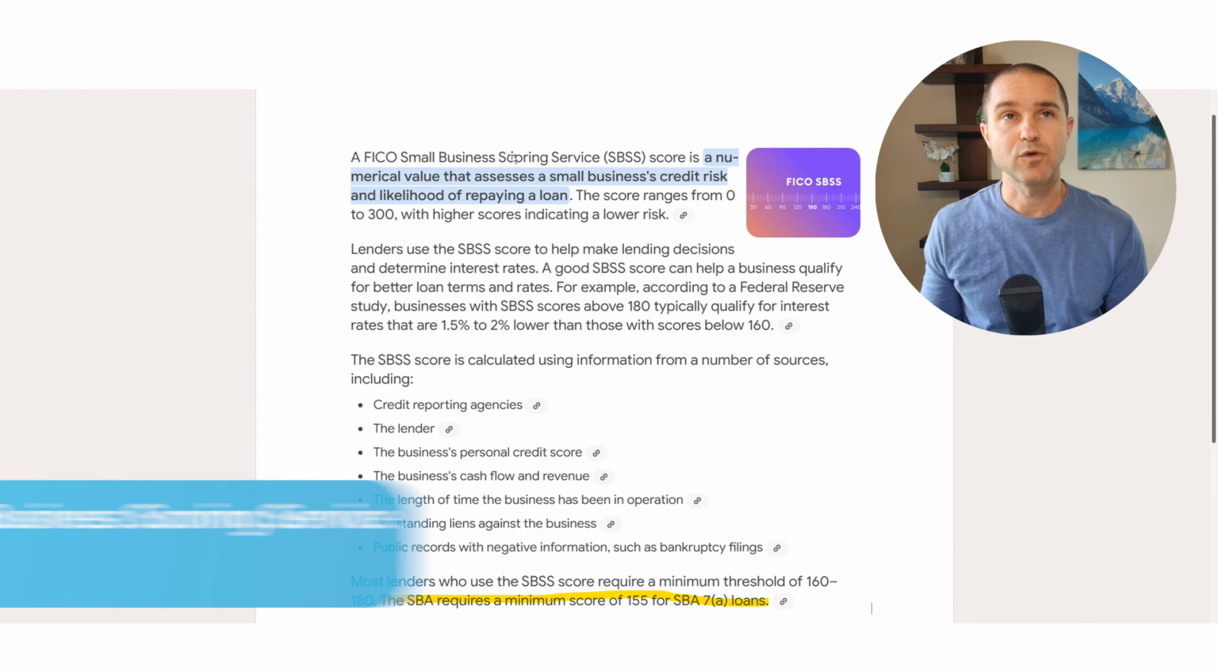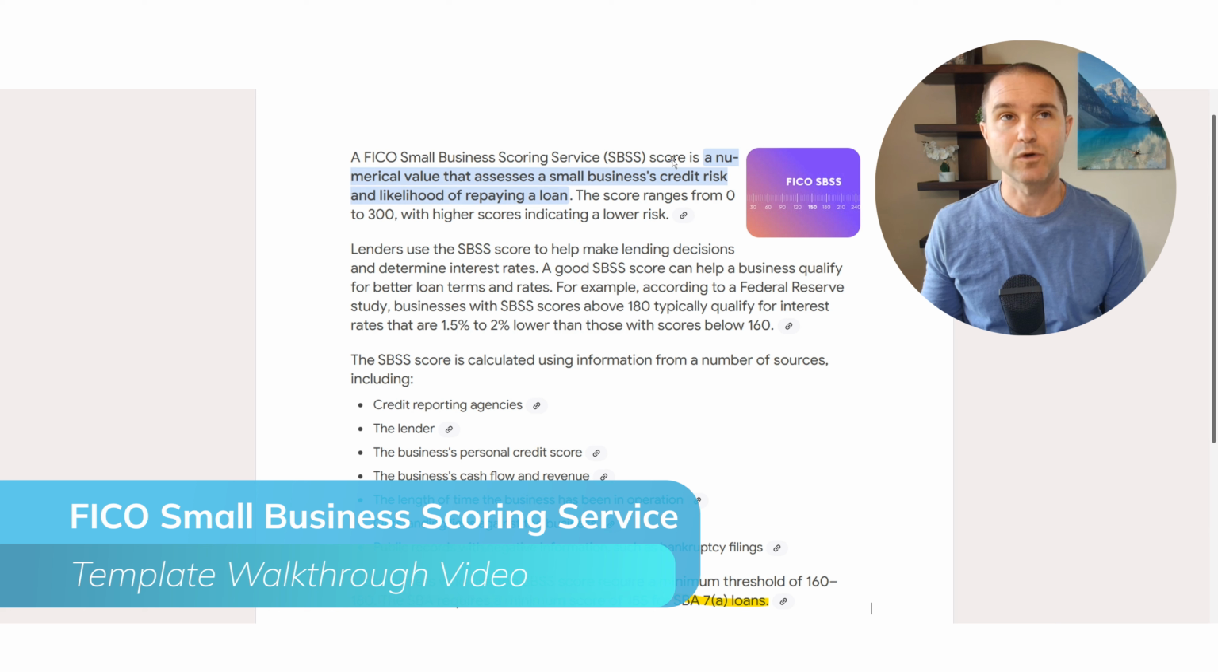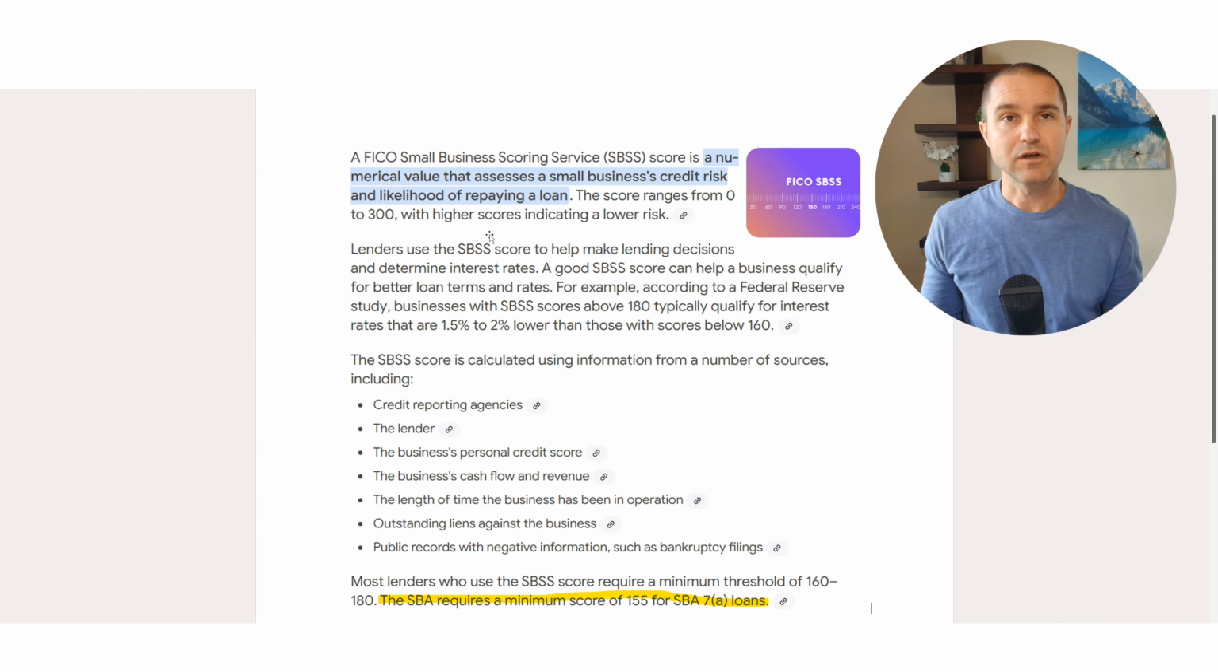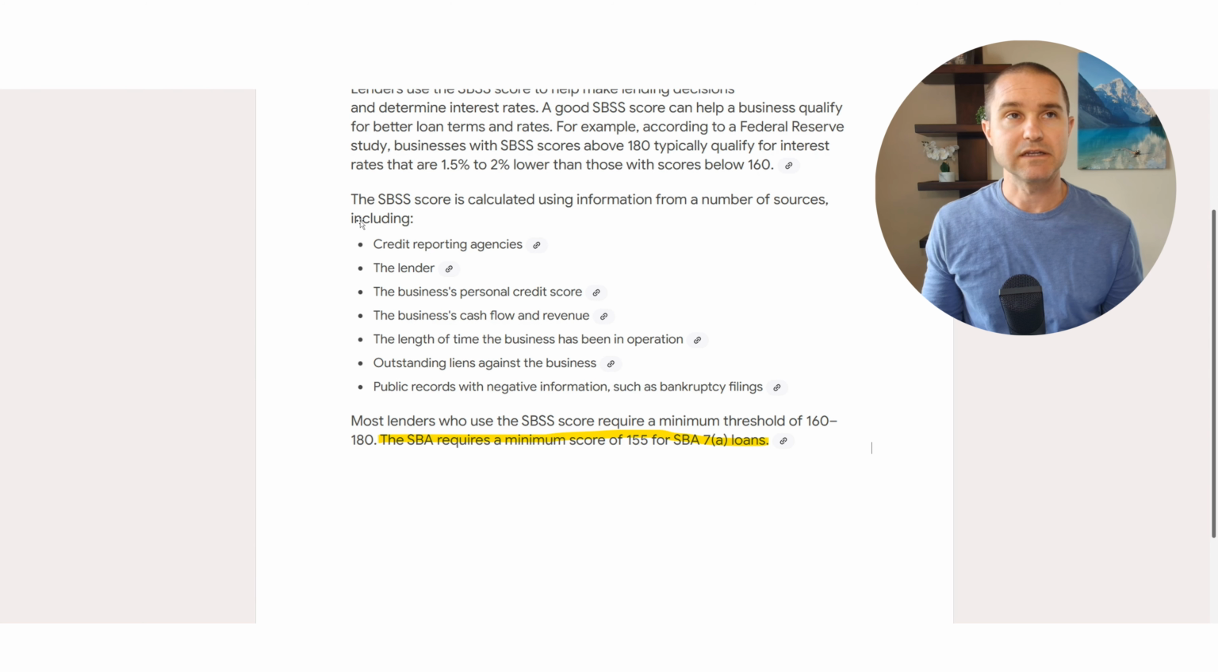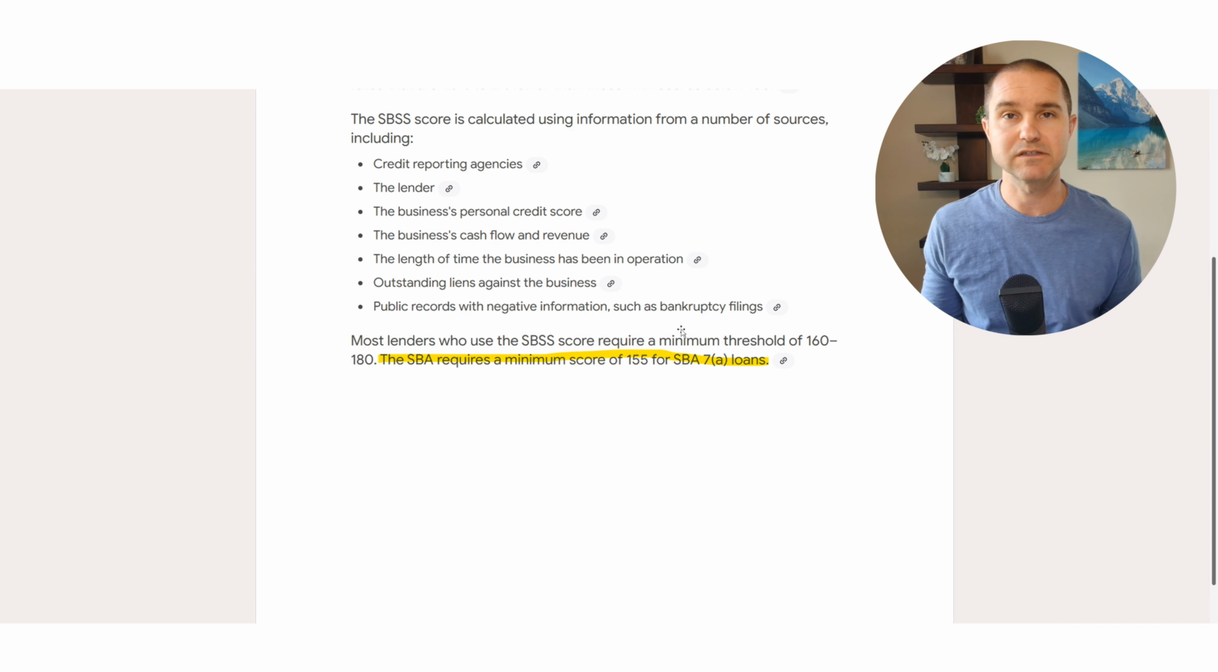So the first thing I want to do is outline what this score is. It stands for FICO Small Business Scoring Service, SBSS score, and it's a numerical value from 0 to 300. It's calculated based on a lot of factors: the business owner's personal credit score, the business's cash flow and revenue, how long you've been in business, and whether there are any outstanding liens against the business or public records, like bankruptcy filings and so on.